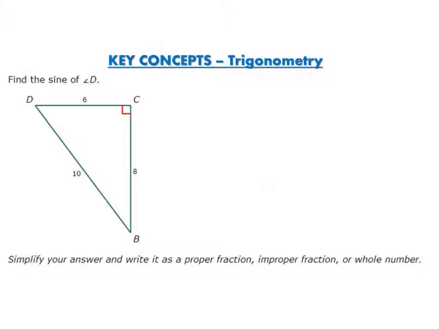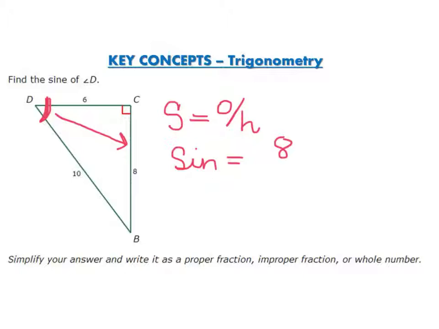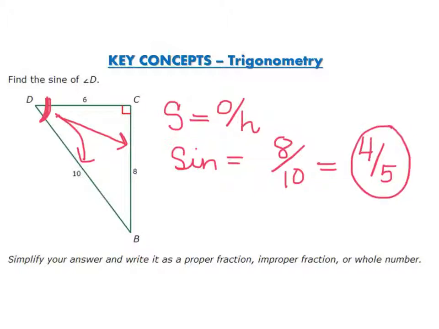This one says to find the sine of angle D. There's angle D. The ratio is the sine equals opposite over hypotenuse. SOHCAHTOA. So, the opposite is across from it. That's 8. The hypotenuse is the one across from the right angle. That's 10. And when I reduce it, I get 4/5. So the sine of angle D equals 4/5.